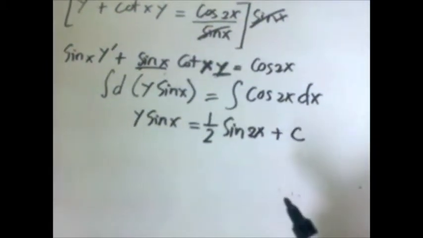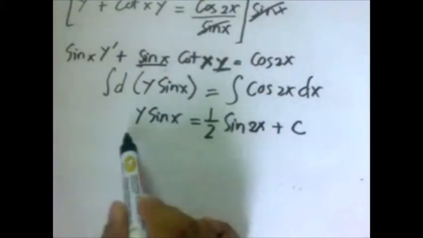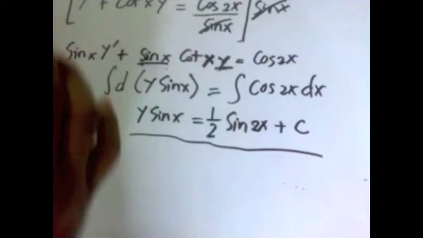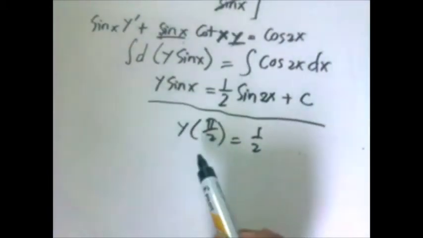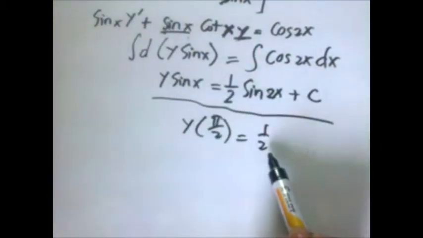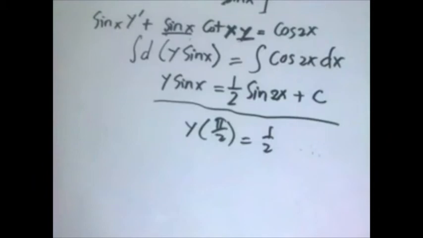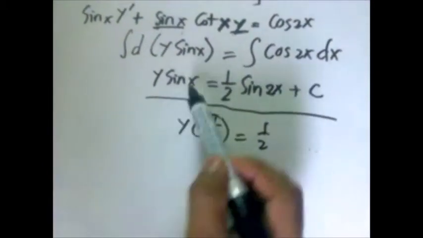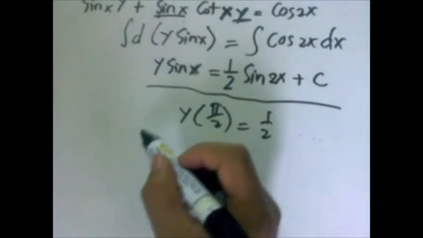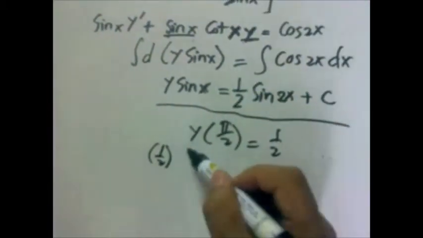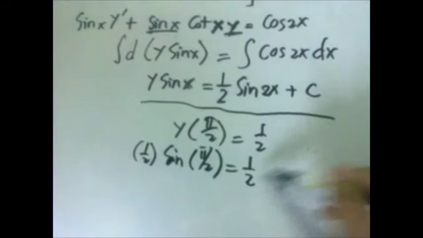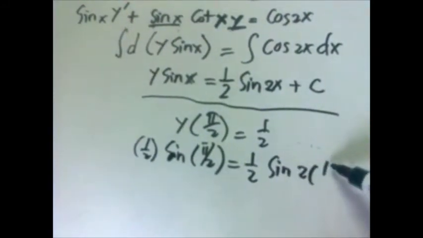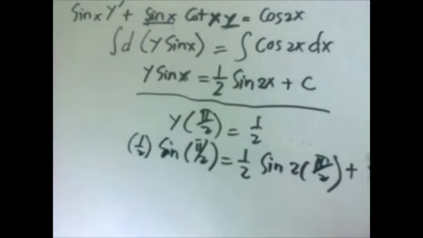This is now our equation, where we have to satisfy first the condition. The condition was y of pi over 2 is equal to 1/2. This condition also implies that if x is pi over 2, then y is equal to 1/2. So we now substitute this into the variables that we have in the equation. So y is 1/2 multiplied by sine, and sine here is pi over 2, is equal to 1/2 sine 2 pi over 2 plus c.